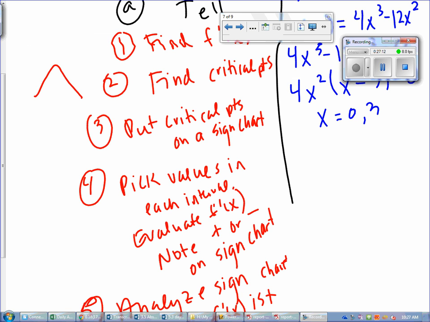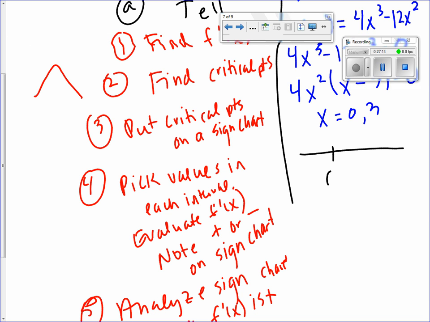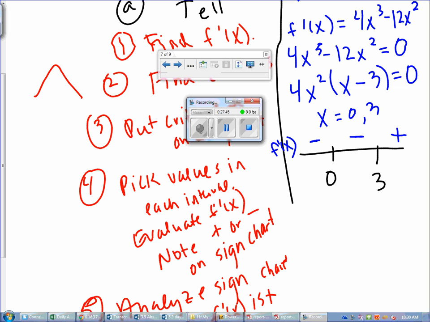Okay, so now we have our critical points. We're going to make a sign chart, and we're putting our critical points. There's no end points, so we're putting 0 and 3. So how many intervals are there? 3, right? There's the one between 0 and 3, but there's also one to the left of 0 and one to the right of 3. So now we're going to pick convenient numbers in each interval. We're going to substitute them in, and we're just going to note on our sign chart, is the derivative positive or negative? And I always like to write down what I'm doing. I'm doing the first derivative, and in each spot I'm going to write positive or negative. All right, so now we have our values on our sign chart, so the intervals go negative, negative, positive.